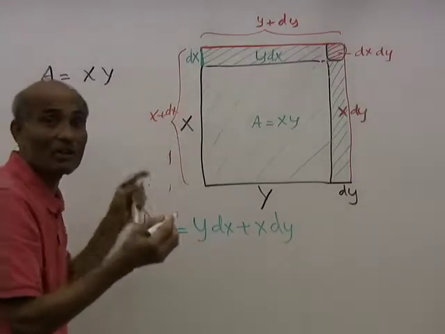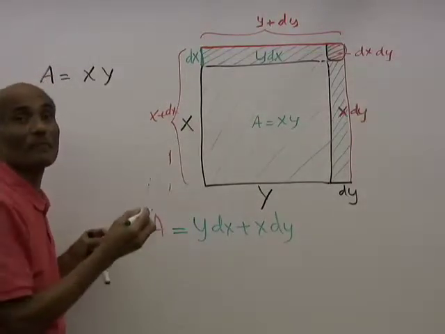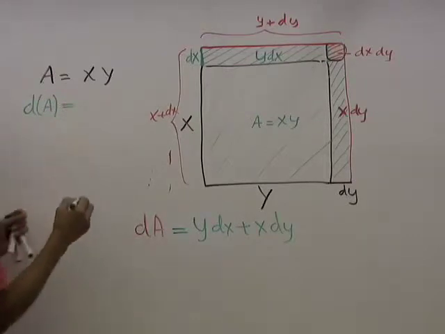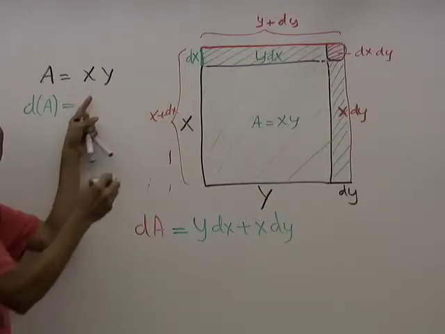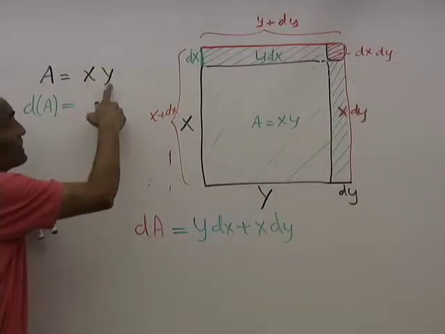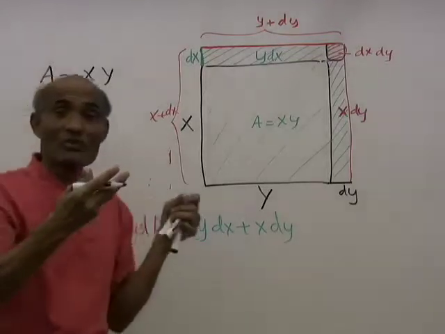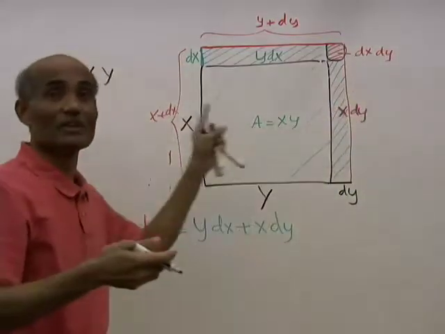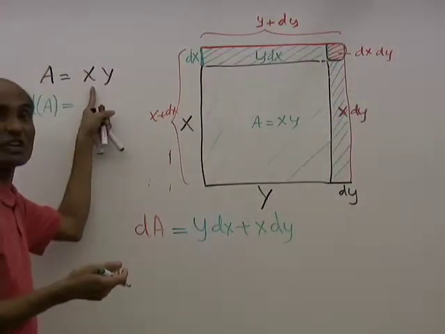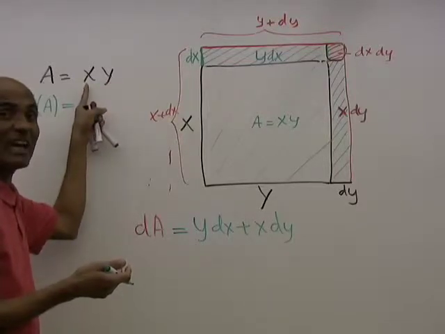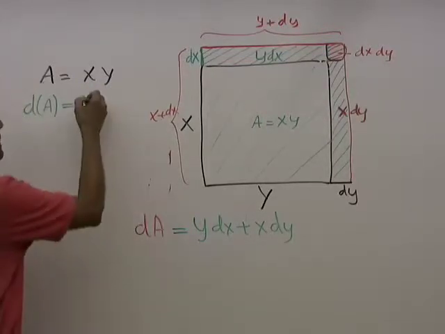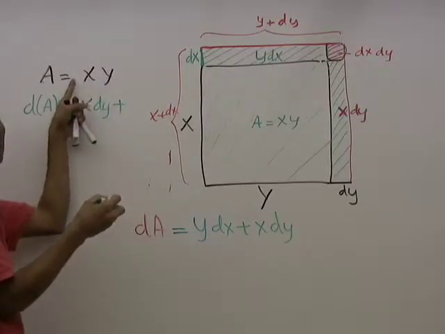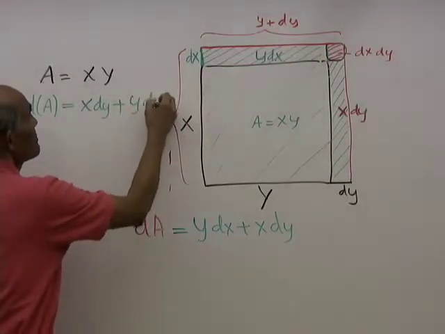Use the rules of calculus to give me the differential. The differential of A equal to, use the rules of derivative. It will be x times the differential of y. You see, we can use the rule for differential the same as the rule for derivative. So to find the differential of x times y, we say x times the differential of y, which is x dy, plus y times the differential of x.